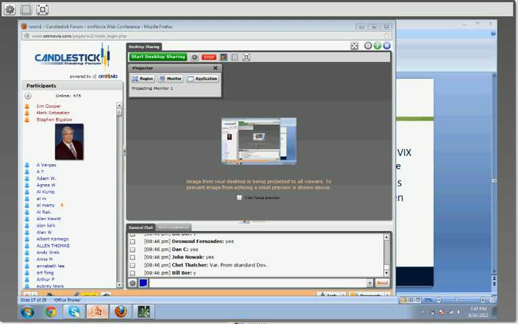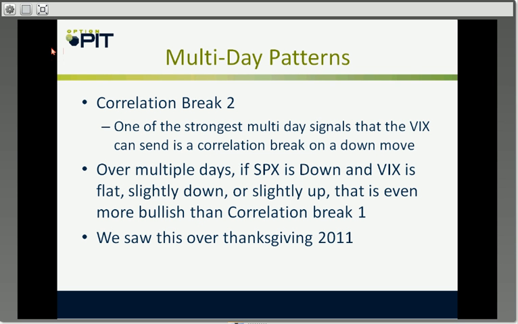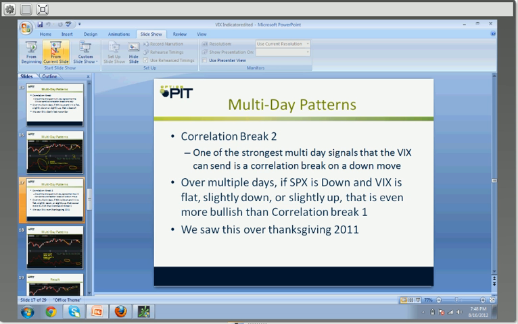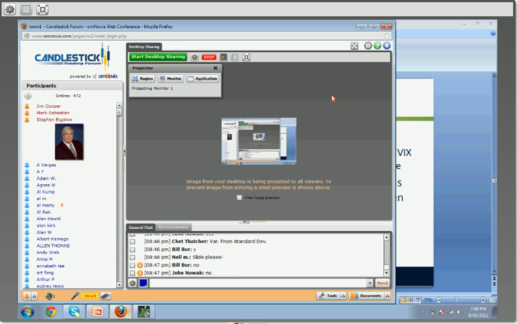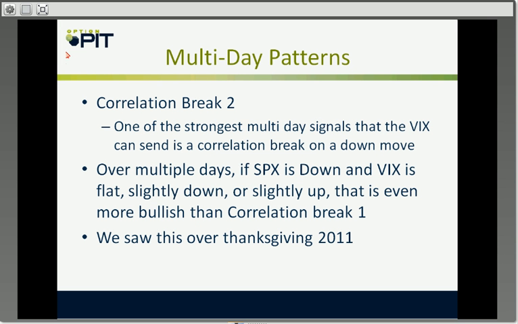All right? Now, what about on a down move? Can you think of any good reason for the VIX to underperform or to fall or to be flat on a big down move? Can you think of a really good reason? No, you can't. So over multiple days, if the SPX is down and the VIX is flat to slightly down or slightly up, again, this is even more bullish than correlation break 1 is bearish.